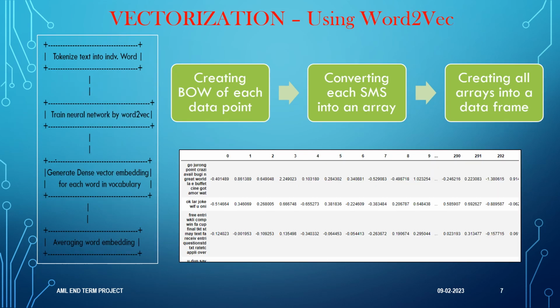In the third approach, we have used Google's word-to-vec algorithm. This algorithm will create a vector of size 300 for all the SMS, and the resulting matrix is then used for model fitting.